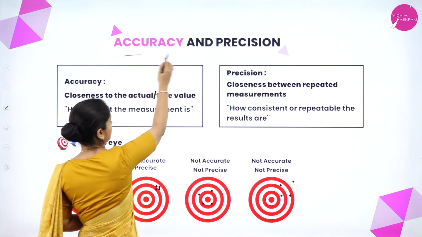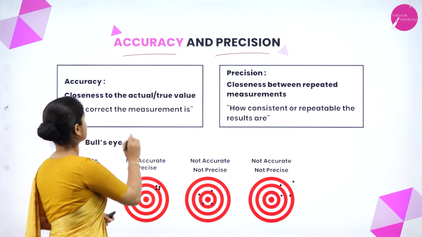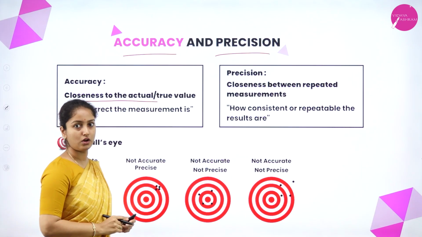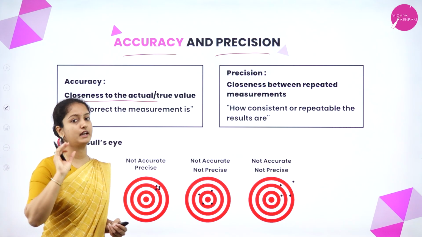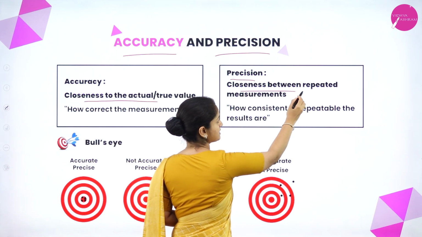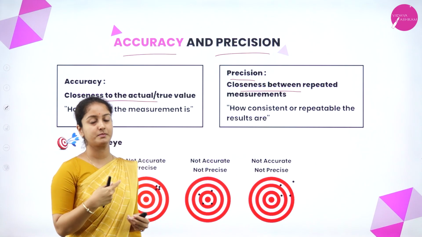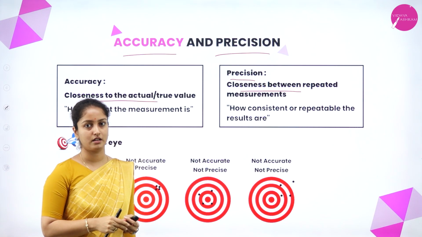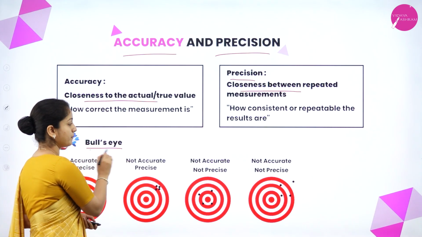What do we mean by accuracy and precision? Accuracy means closeness to the actual or true value. That means how close it is to the actual measurement. And precision is the closeness between repeated measurements. That means how consistent or repeatable the measurements are. How do we understand this? We'll explain it with the example of a bull's eye.